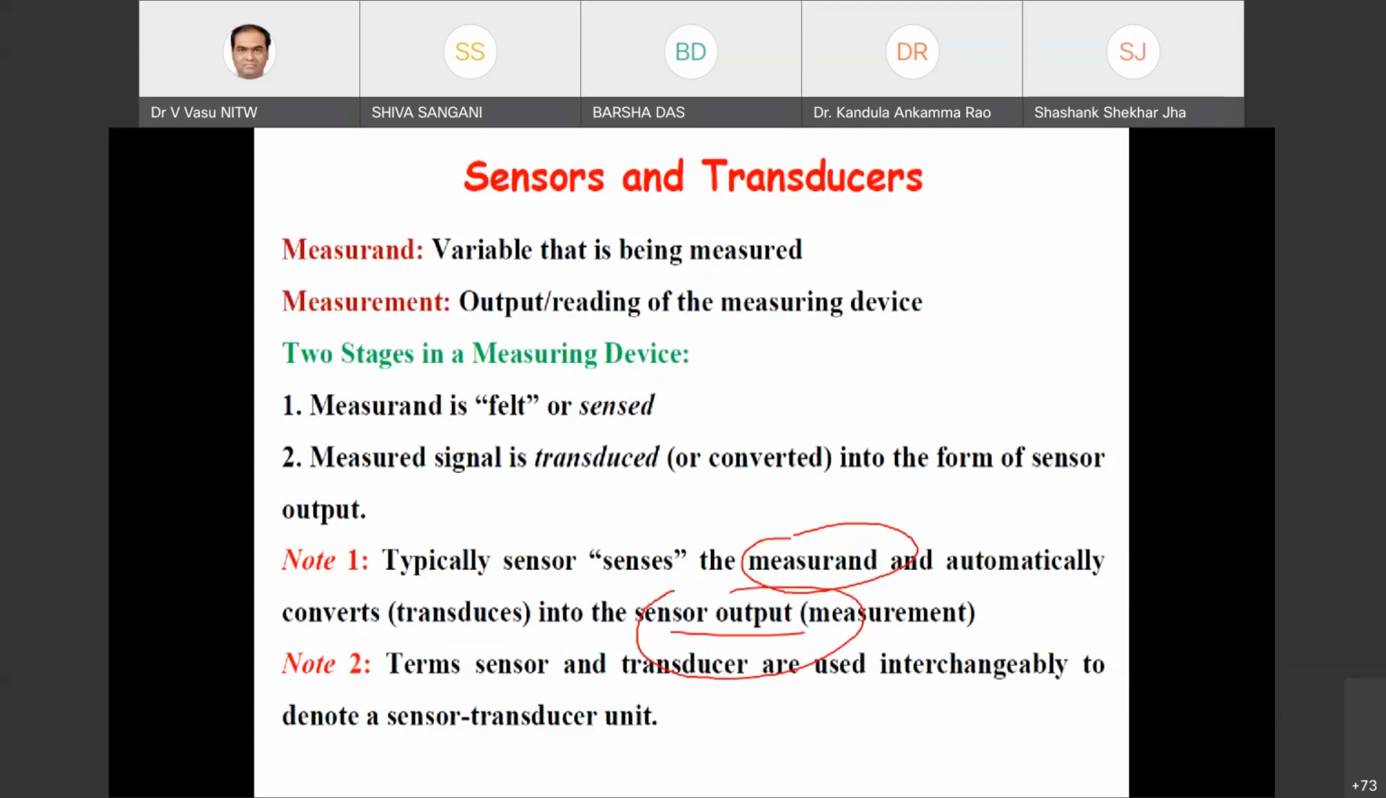My voice is not clear. Hello, sir, it's audible, sir. Clear, sir. Audible. Okay, then we will be able to go further.